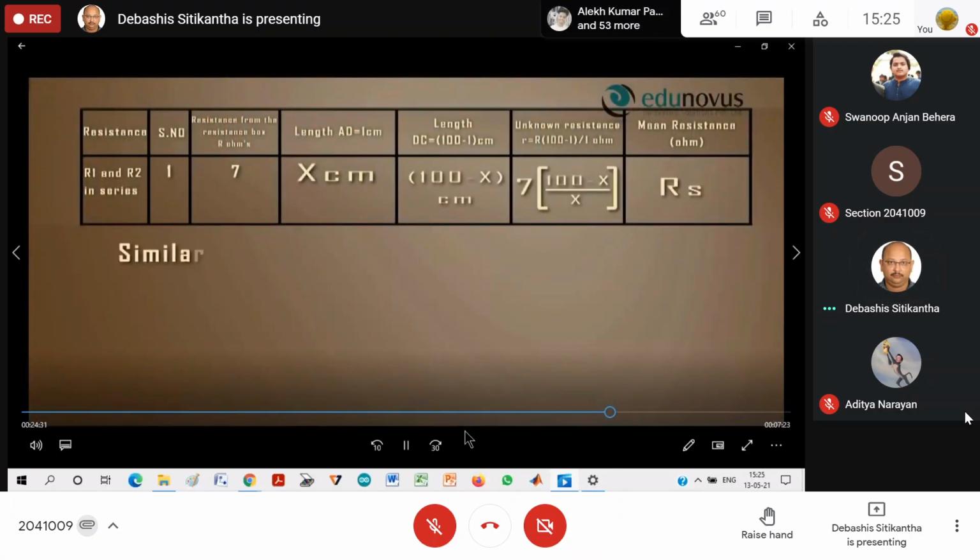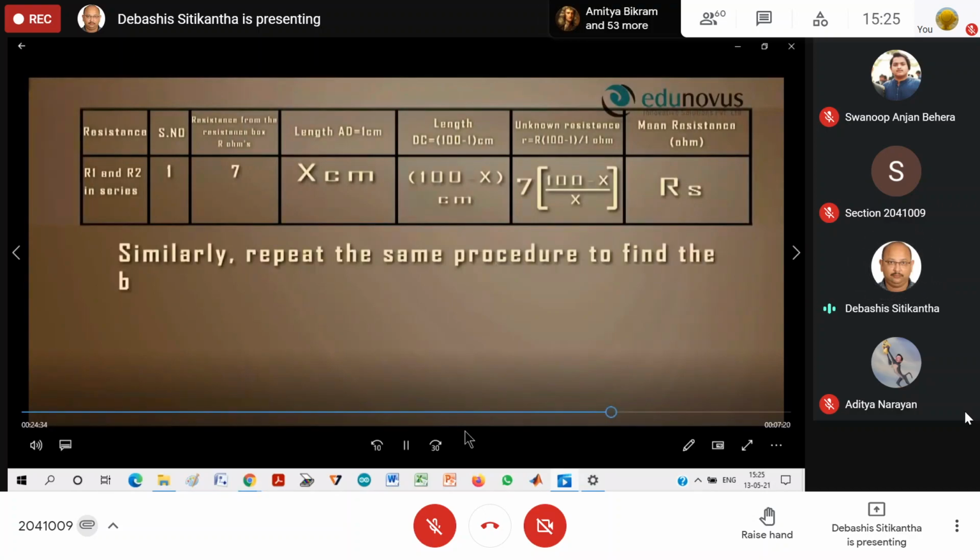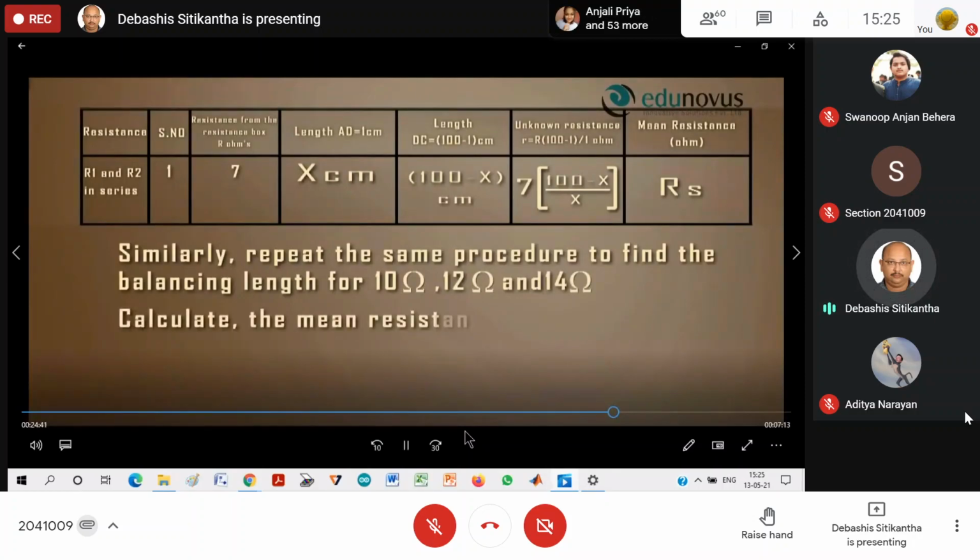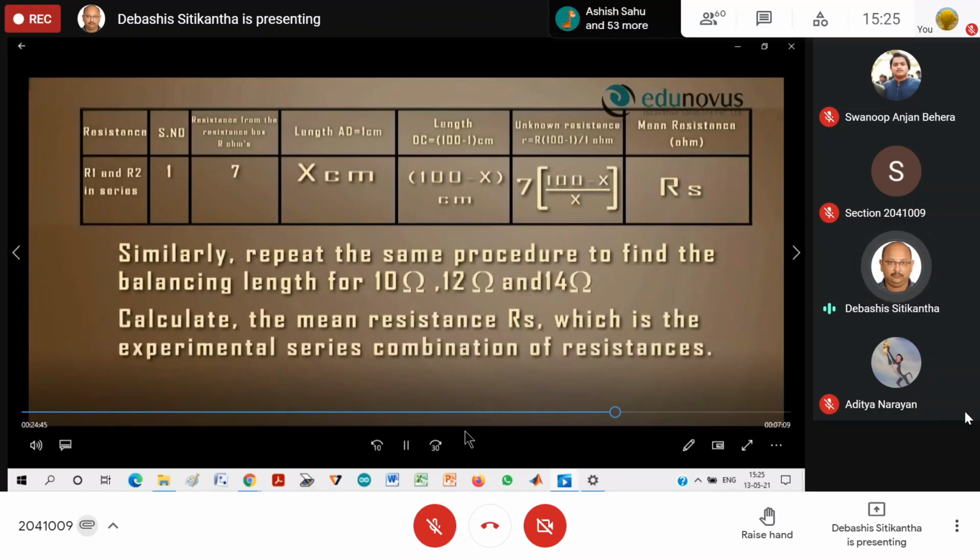Similarly, repeat the same procedure to find the balancing length for 10 ohm, 12 ohm and 14 ohms respectively. Calculate the mean resistance Rs, which is the experimental series combination of resistances.